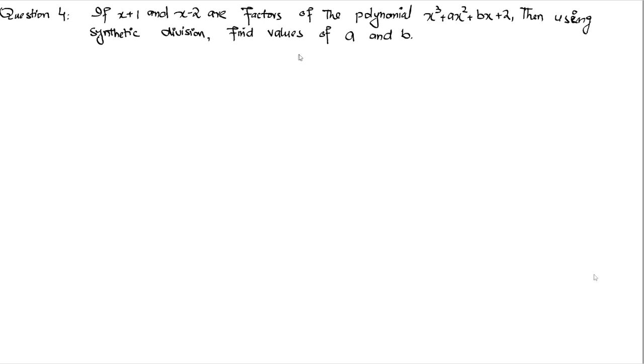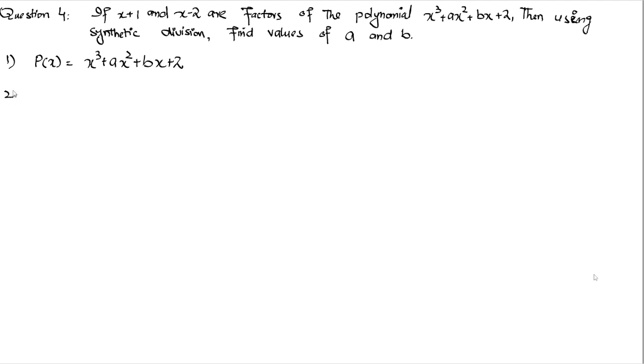In this session, we are going to find values of a and b in a given polynomial when x plus 1 and x minus 2 are factors of this given polynomial. So step 1 in performing synthetic division is to write the given polynomial in standard form. P of x is equal to x cubed plus ax squared plus bx plus 2. The given polynomial is already in standard form.